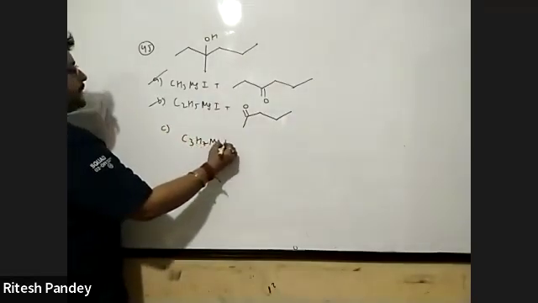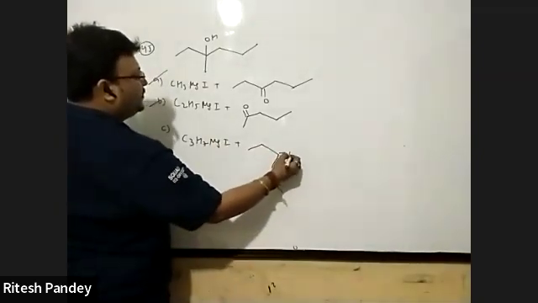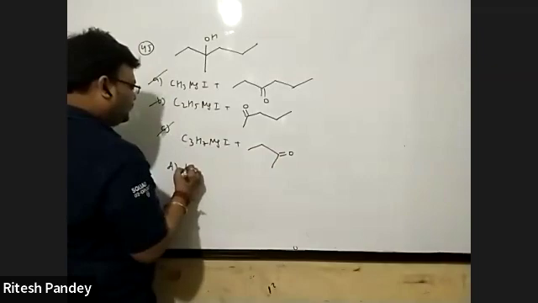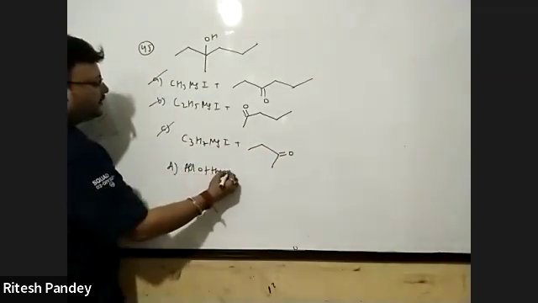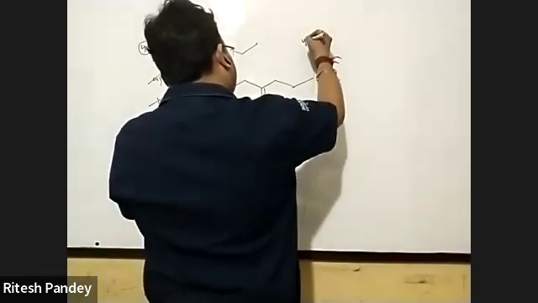C3H7MgI plus 2-butanone. I'll choose to write 2-butanone in this way. And naturally, all of these would appear to be fine. The correct answer. 46.